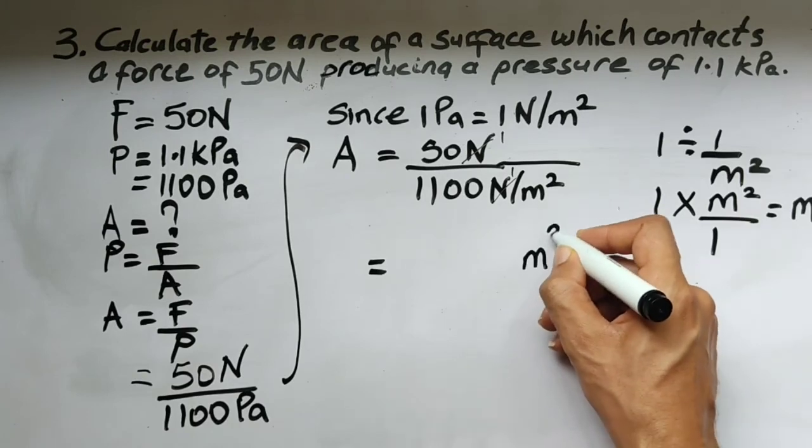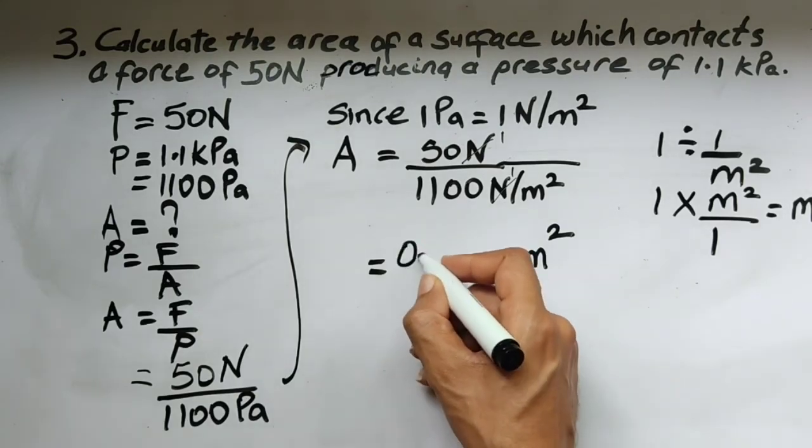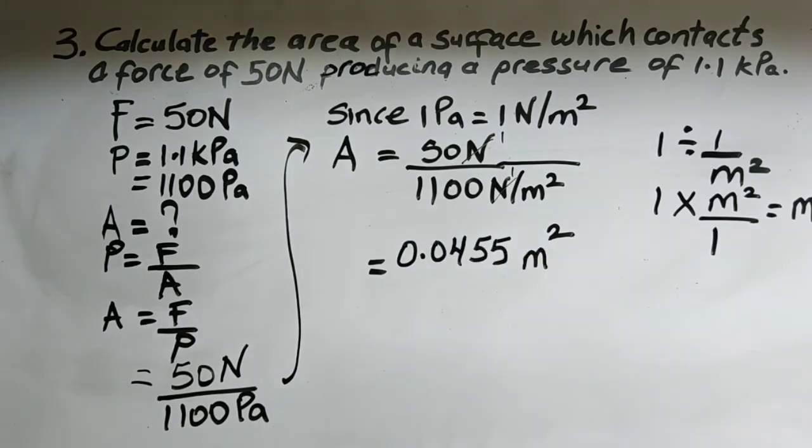So all that's left to do is to divide 50 by 1100. That gets us 0.0455. This brings us to the end of this calculation.